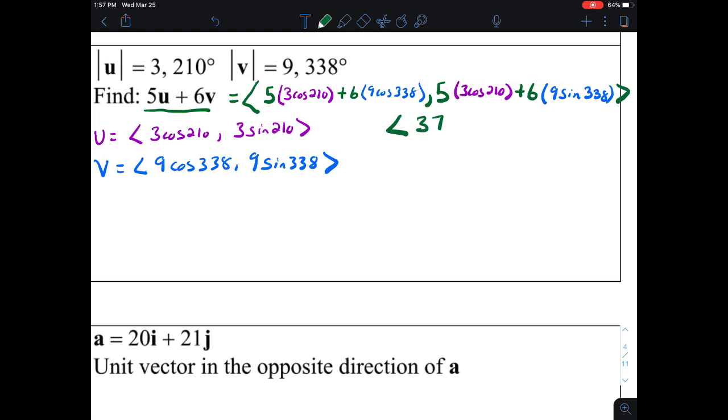And so we get an x component of 37.08. And I get a y component of negative 33.22.